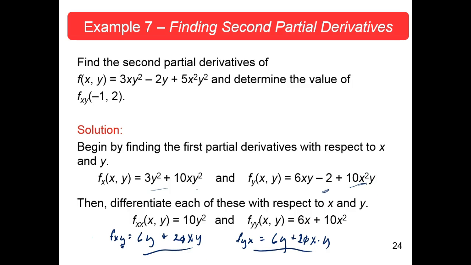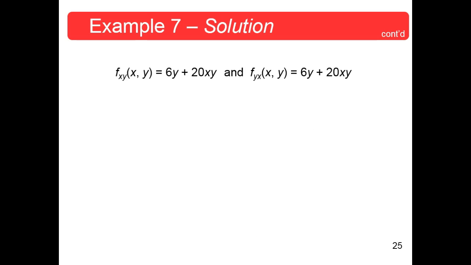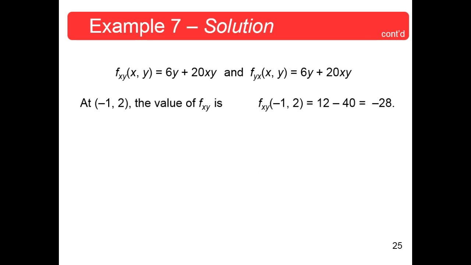If you ever get them not being the same, which I looked over there and said, hey, they aren't the same, and then I saw where we made a mistake. Now, they're going to do that on the next page, so let's go to it. The partial of that would be 6y plus 20xy, and the partial of f sub y with respect to x would be 6y plus 20xy. And those are indeed the same.